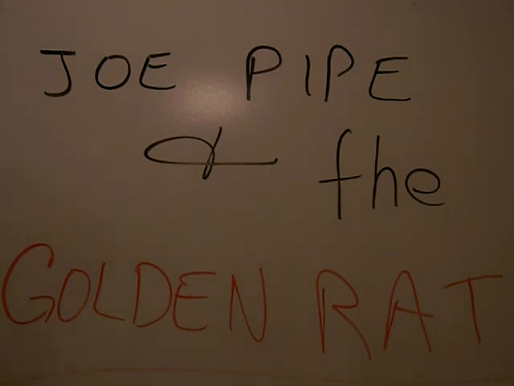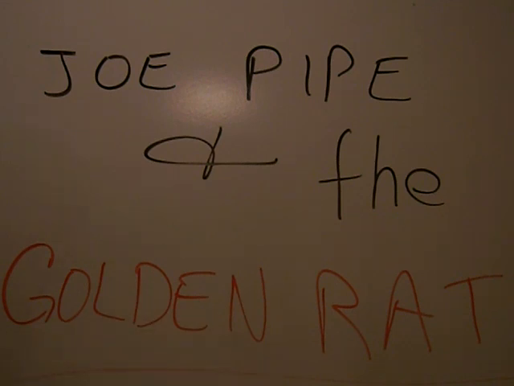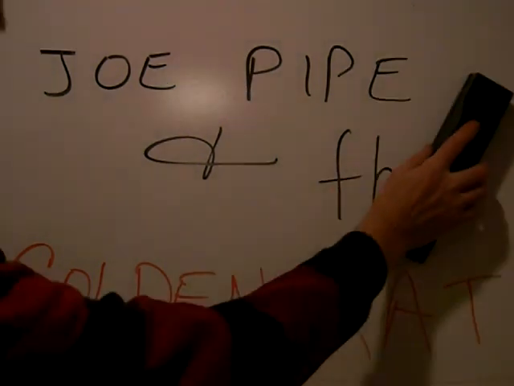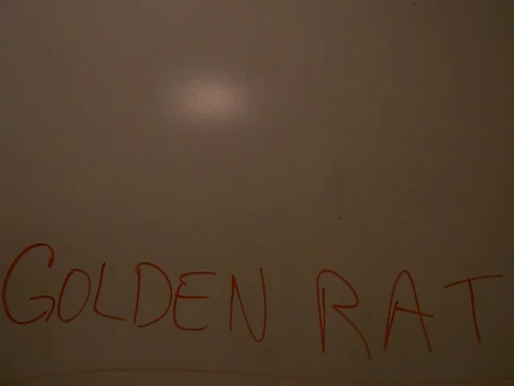Some of you might know that I've heard of the golden ratio, or another name for it is phi. Another name for it is the Fibonacci sequence. And I'm just going to take this away. You might ask yourself, well, what does the golden ratio have to do with the Joe pipe?